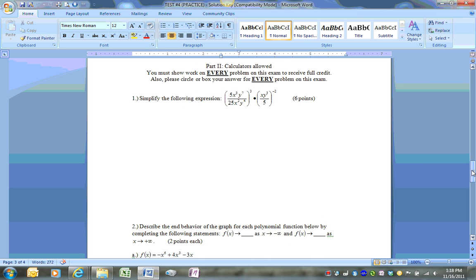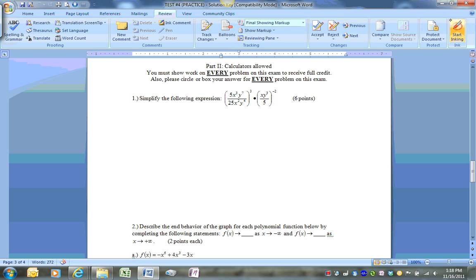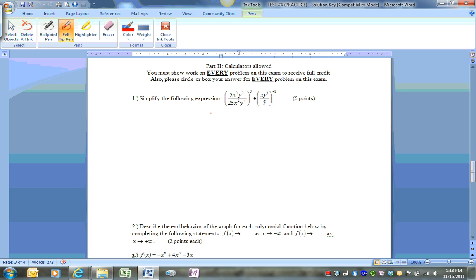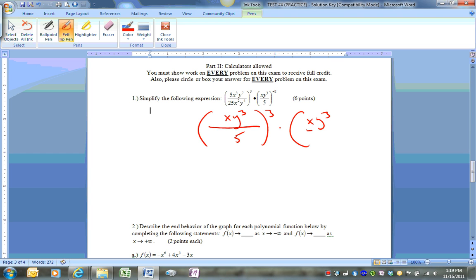Here I'm asking you to simplify an expression with a bunch of exponents. What I would do is simplify the inside first. So here I'd have x y cubed over 5, because if you think about it, those go away, that goes away, that goes away, and that becomes 3, that goes away, and that becomes 5. So that's why you get xy cubed over 5 cubed.